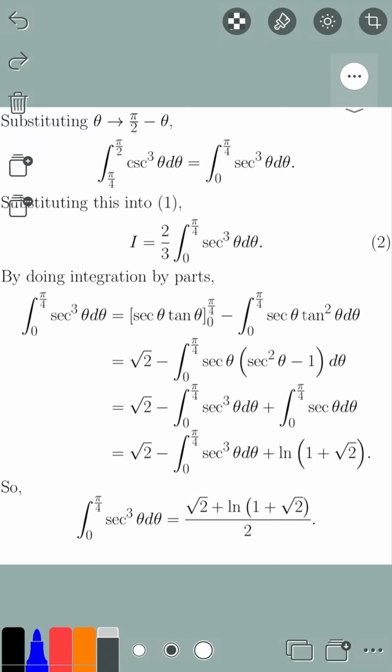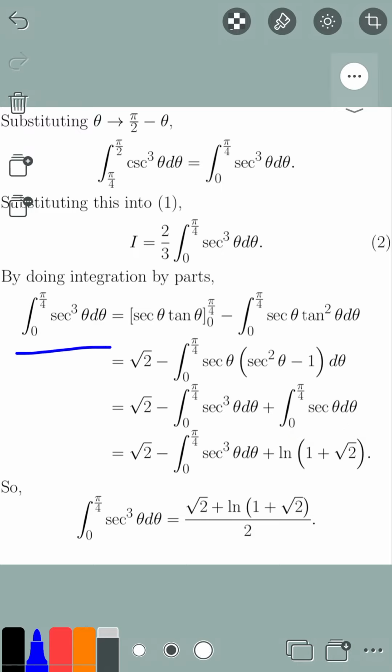And so just plugging in the values for theta from 0 to pi over 4, we get this is equal to square root of 2. And then tangent squared of theta is equal to secant squared of theta minus 1. And after expanding that out, we get this integral is equal to square root of 2 minus the integral from 0 to pi over 4 of secant cubed theta d theta plus the integral from 0 to pi over 4 of secant theta d theta. Now this integral should be easy to evaluate because that's just the integral of secant theta. You should know the integrals of the trig functions. So that is equal to the natural log of 1 plus square root of 2.